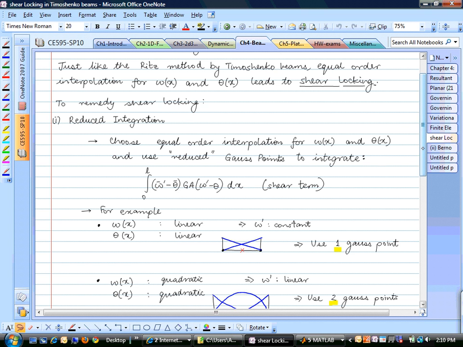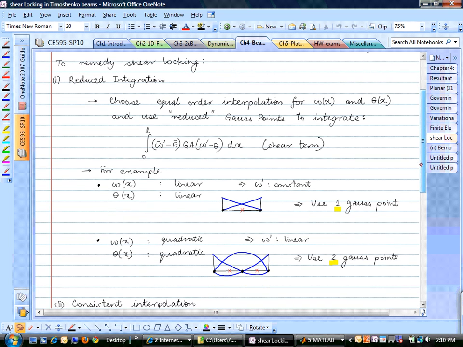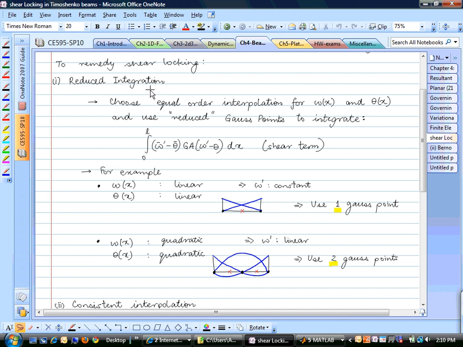So just like in the continuum problems, even for these structural problems, reduced integration does have some benefits. Similarly, if we use equal order interpolation for w and theta, quadratic and quadratic, what would be the highest order polynomial if we use quadratic and quadratic?